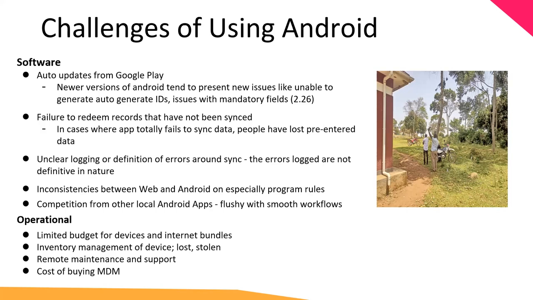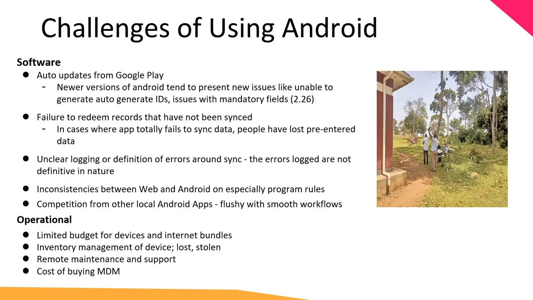Unclear logging, I think this one has been mentioned. Inconsistencies between the web and Android, I guess this was also mentioned by other colleagues. We also have other competing flashy web and Android apps that people use. Like with COVID, we were really struggling in the field. Other people wanted to use Comcare and other tools, but once we have deployed, it's usually hard to push them out.